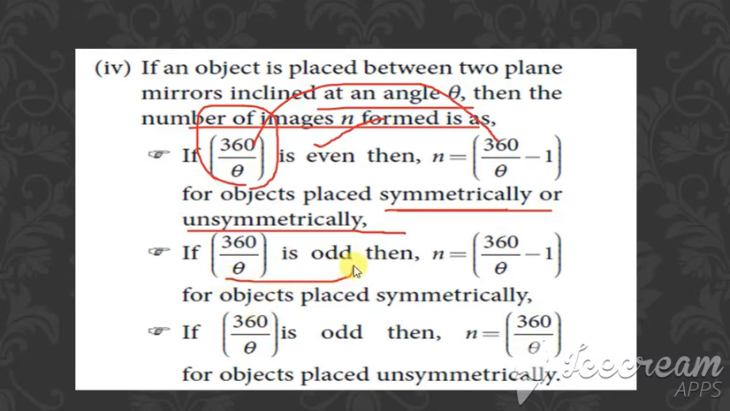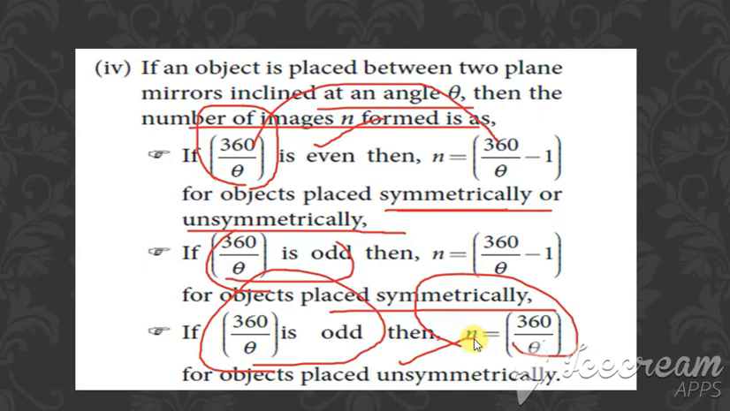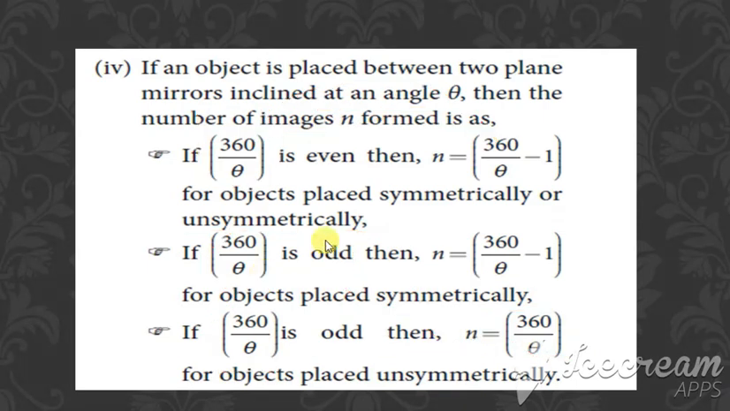If suppose this value is odd, then in the same way n is also equal to 360 divided by theta minus 1, if the object is placed symmetrically. Then here again it is odd, but we have only 360 divided by theta alone, when it has been placed unsymmetrically. So these are all the positions of the object, how they are placed.